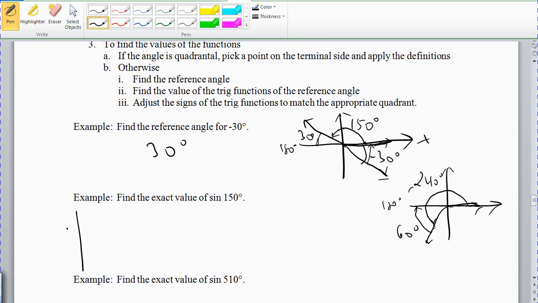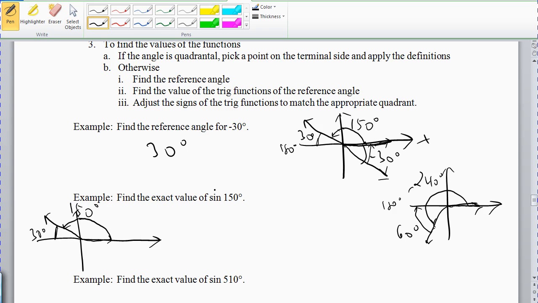So if you didn't catch it up here, I'm going to do it again. I'm going to start on the positive x-axis as always. And then I'm going to go 150 degrees. Well, there's 90. And then 60 more puts us at 150 degrees. I have to draw arrows so you know which way I'm going. So we're at 150 degrees. So what that means is that this angle is going to be 30 degrees in the second quadrant.